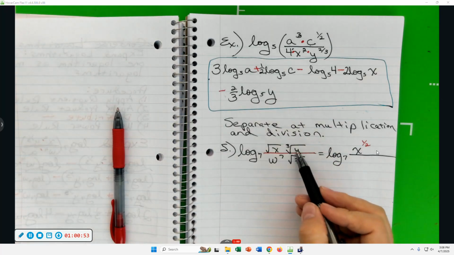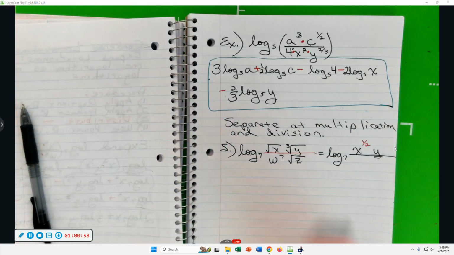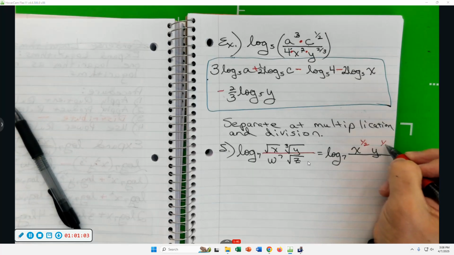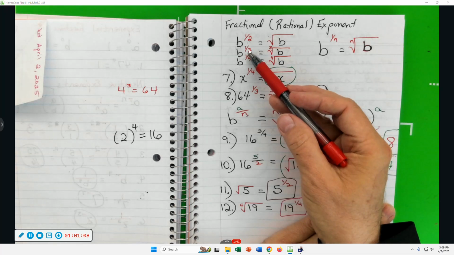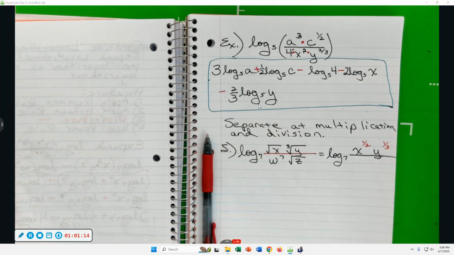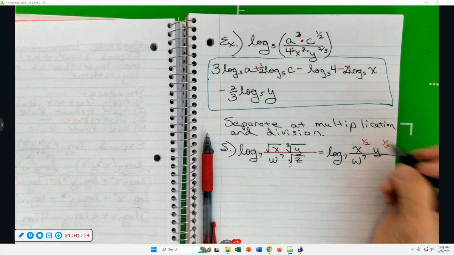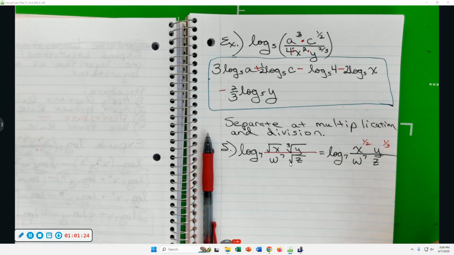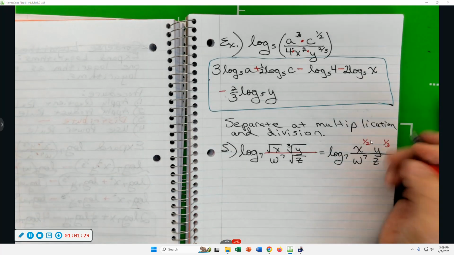We have a cube root of y. How am I going to write that as an exponent? That's y to the 1/3. A cube root is the same thing as an exponent of 1/3. W to the 7th will just stay w to the 7th. The square root of z, how am I going to write that? Z to the 1/2. A square root is the exponent of 1/2.